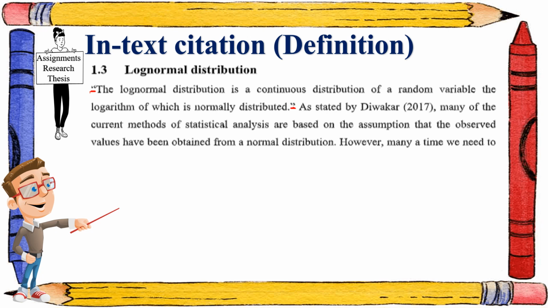So let's start. The log normal distribution is a continuous distribution, blah blah blah, as stated by the worker. This is the way to write the statement or any definition as stated by the worker 2017, and the worker is the last name of the author. Okay, and then there is a comma, and then the other thing described or said by the worker.